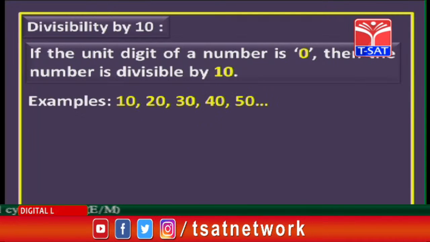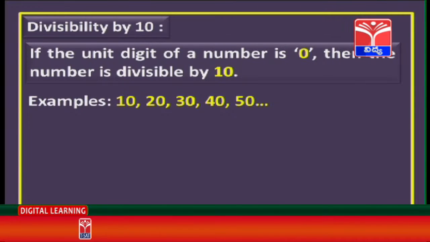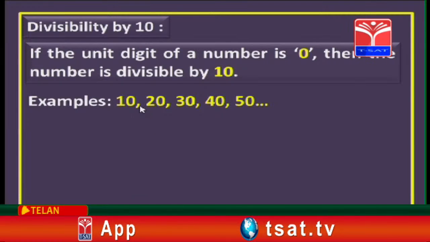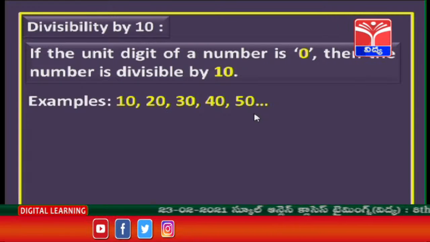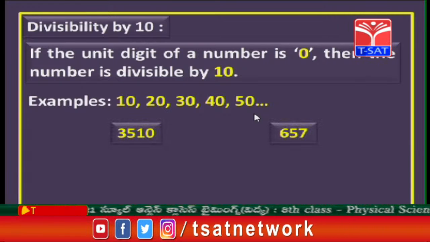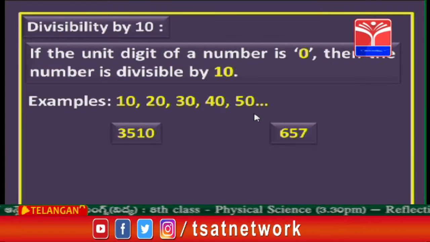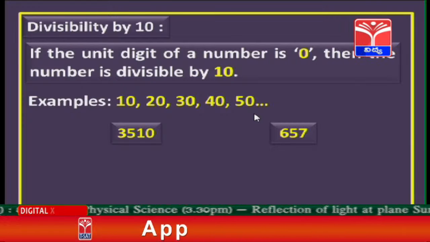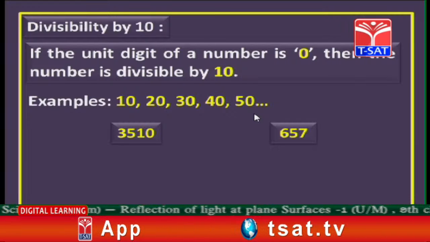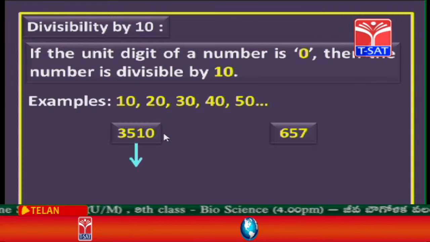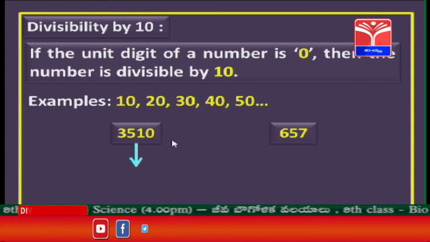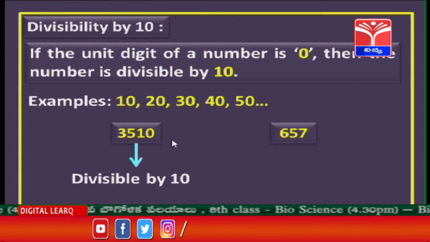For example, if we consider 10, 20, 30, 40, 50, and so on, all these numbers, if you notice, what is there in the units place or ones place? 0, right. Everywhere we have 0 in the ones place or the units place. Then these numbers are divisible by 10. Now, let us take two more examples, that is 3510 and 657. If you notice the first one, that is 3510, the ones or units place is 0. That means this number is divisible by 10.